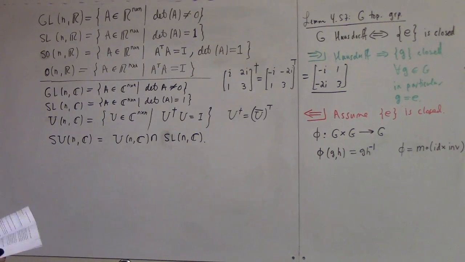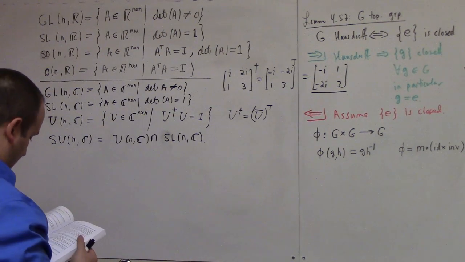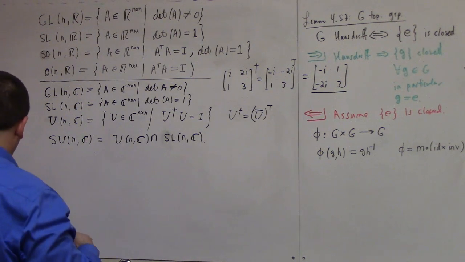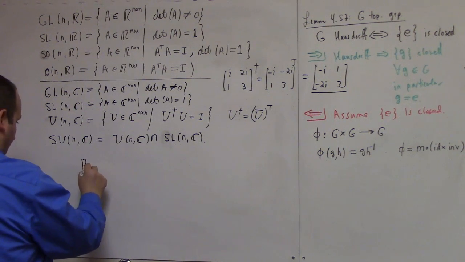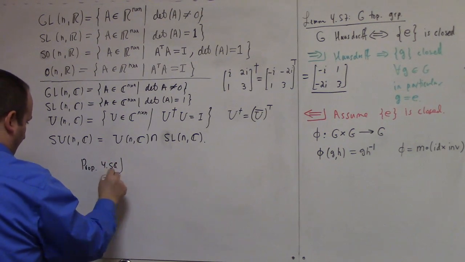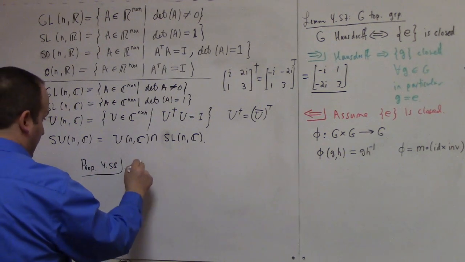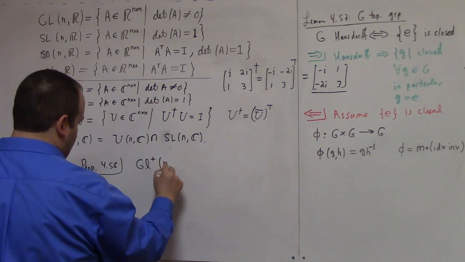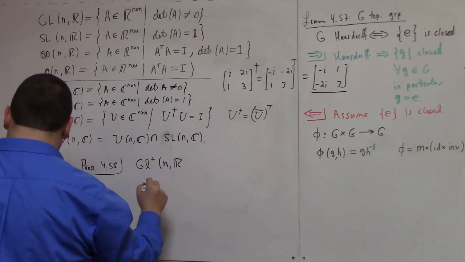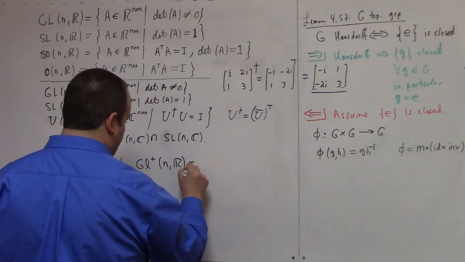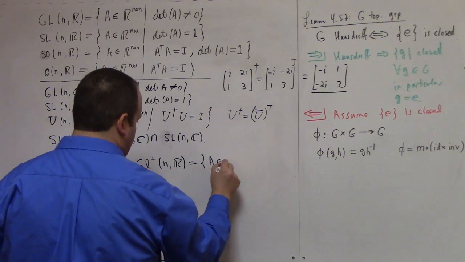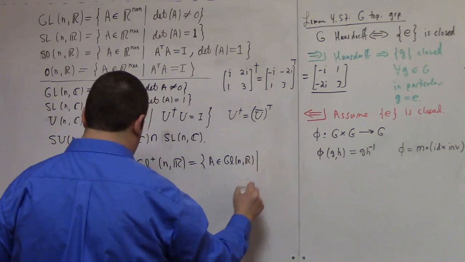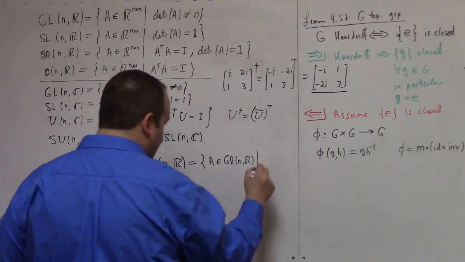And oh yeah, here's that thing Daniel was warning me was coming. Proposition 4.58 says that GL plus, which is kind of what it sounds like, is the set of A in GL(n) such that the determinant is positive.